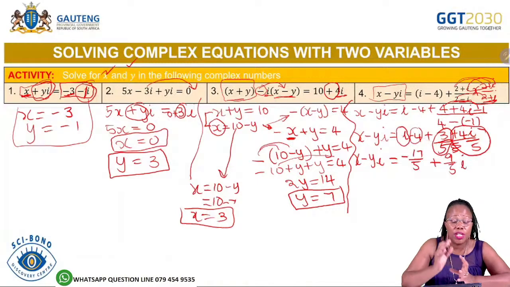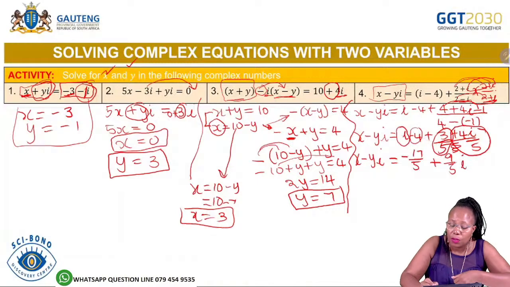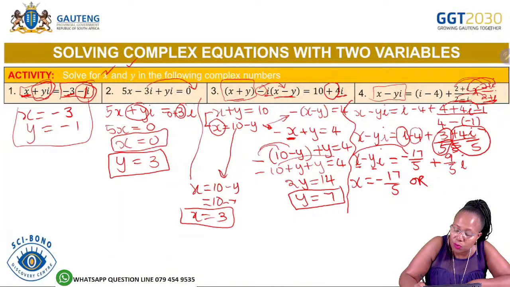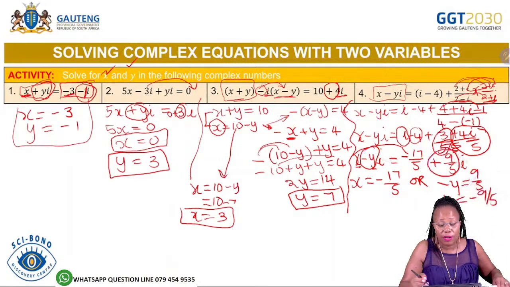Okay, now we can equalize the real part, solving for x and y now, because everything is now straightforward. So x will take this solution, so x is equal to minus 17 over 5. And the minus y, because y is negative there, it will take this value here, 9 over 5. Therefore y positive is minus 9 over 5, grade 12.